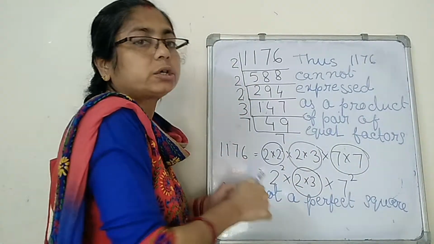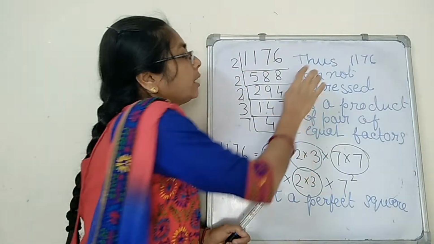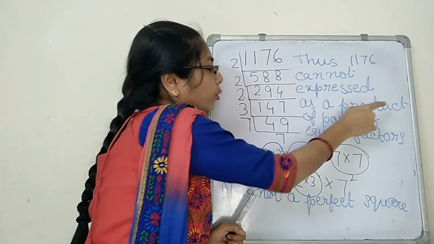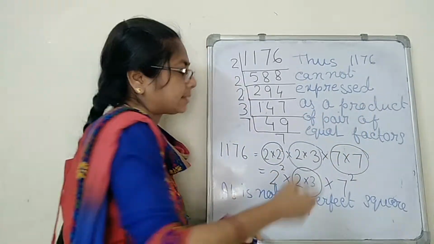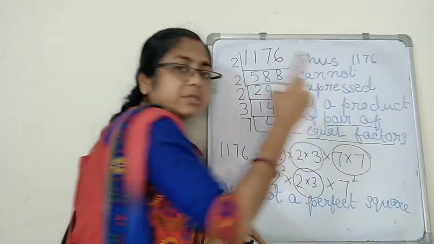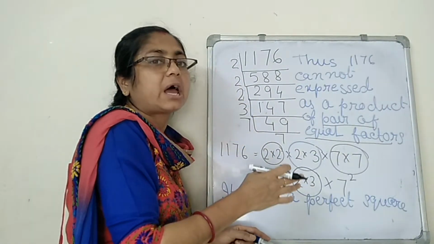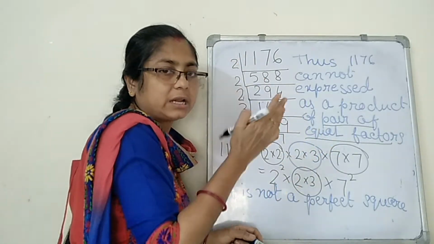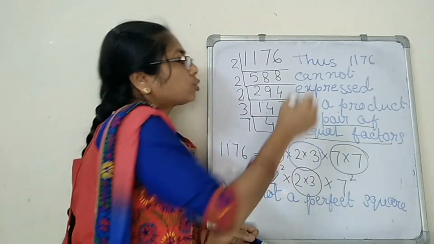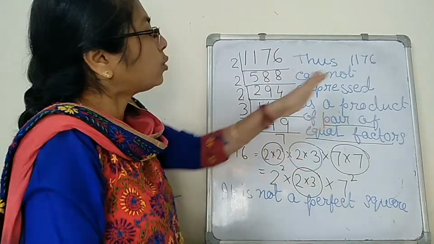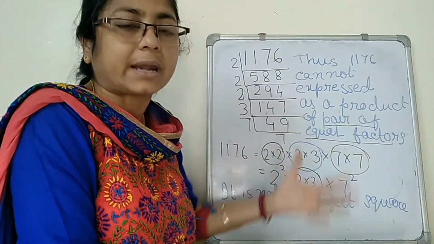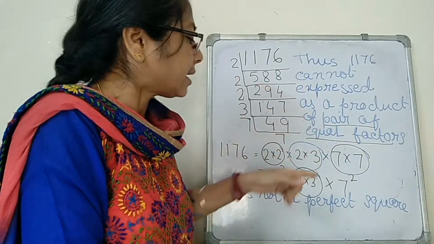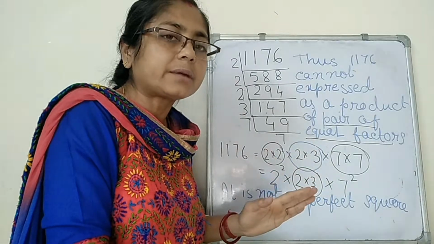This line must be written in the exam. Thus, 1176 cannot be expressed as a product of pairs of equal factors. At the time of maths, I am telling, in a perfect square, all the numbers should come in pairs. In this, 2 and 3 are single. So it is not a perfect square. When I write it is a perfect square, then you can write it is a perfect square because we can express the number as a product of pairs of equal factors. But in this case, it can't be expressed. This is coming as a single one. Clear? Okay?